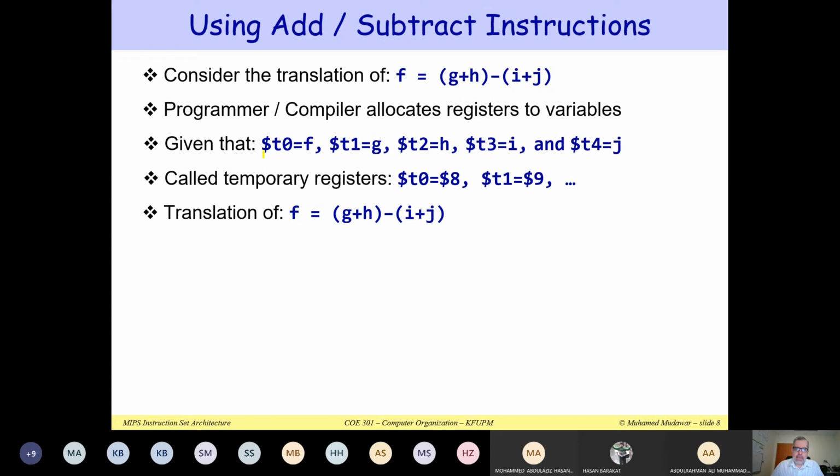So I'm going to use here the temporary registers from T0 to T4. Remember that T0 is register number 8 in the register set. I'm going to use T0 for f, T1 for g, and so on, and T4 for j. These are called the temporary registers, and remember that T0 is register number 8, T1 is register number 9, and so on. So how do we translate this expression?